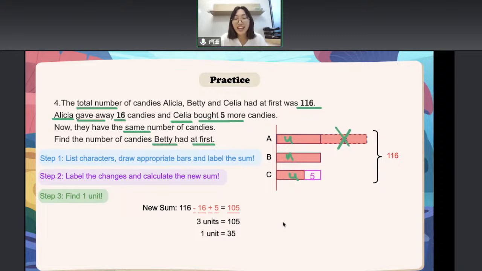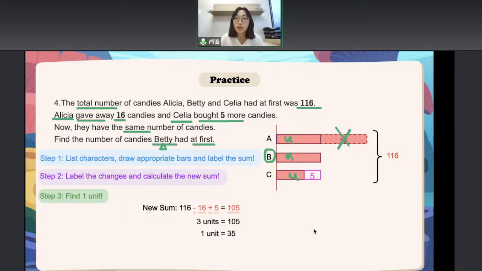Okay. And actually, so far, we already got the answer. Why? Because the question asks you, find the number of candies Betty had at first. Who had only 1 unit? Good job. It should be Betty. So actually, that is the answer.